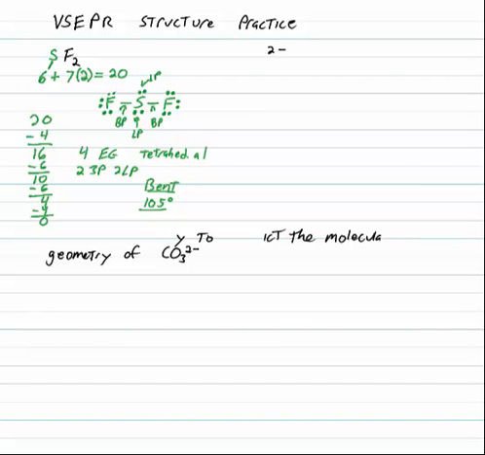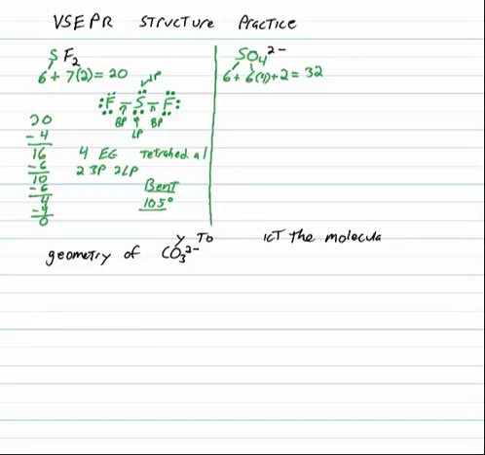Let's do the other one here, our sulfate ion, SO4 2-. We'll do our valence electron count again here. Sulfur again has 6. Oxygen has 6, and there's 4 of them. And we've got the 2- here, so that means I need to add 2 electrons. This is going to give me 32 valence electrons.